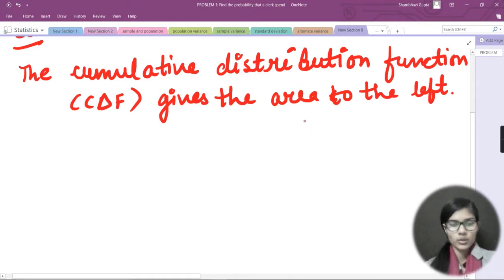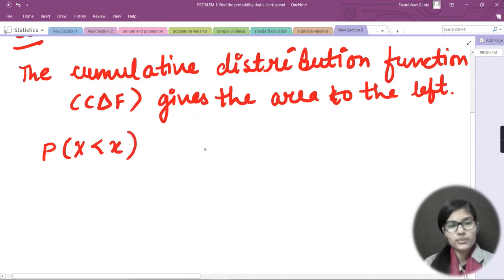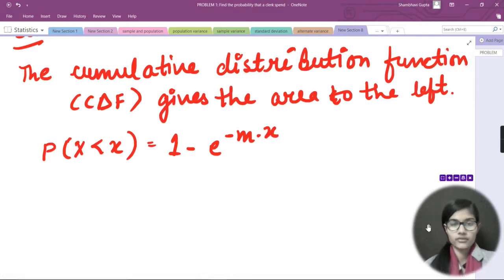Now what I need to do is find the probability. Let's say x is my random variable, and this is my x which is present in between. I would write P of x less than or equal to x equals 1 minus e to the power minus m into x. This is the formula I have already discussed in one of my videos, that was e to the power minus m x.